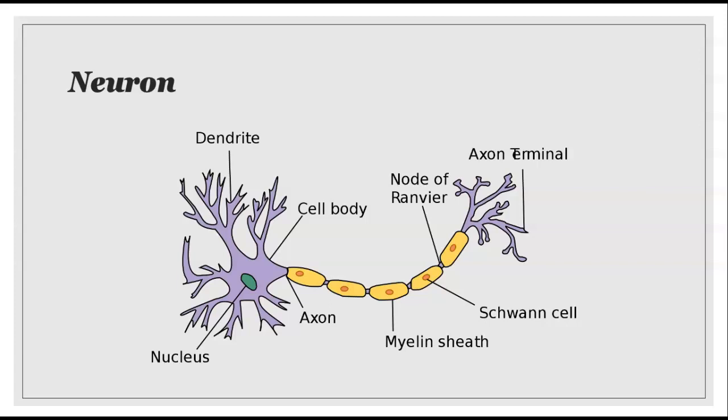Here's what a neuron looks like. Here's the cell body, which remember contains the nucleus and most of the organelles. Here are the extensions off the cell body called dendrites. Here is an axon, which is the tail. The axon moves this way down to the axon terminal where it ends.